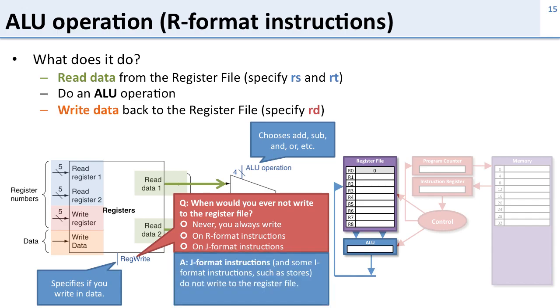So an example of this is a J format instruction. If you're doing an unconditional jump, you don't calculate any results, so you don't write anything into the register file. There are also some I format instructions, such as if you're writing into the memory, you're doing a store, you don't write any data into the register file. So we don't always write into the register file, and that's why we need to be able to control it.